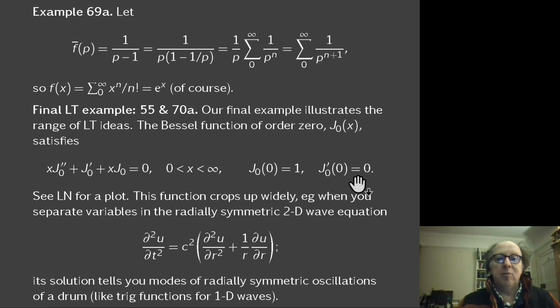It has some initial conditions. J0 of 0 is 1, J0 primed of 0 is 0. So this just normalizes it. The equation is linear, of course, so you could take any multiple, but this just picks it out as the solution that is 1 at the origin.